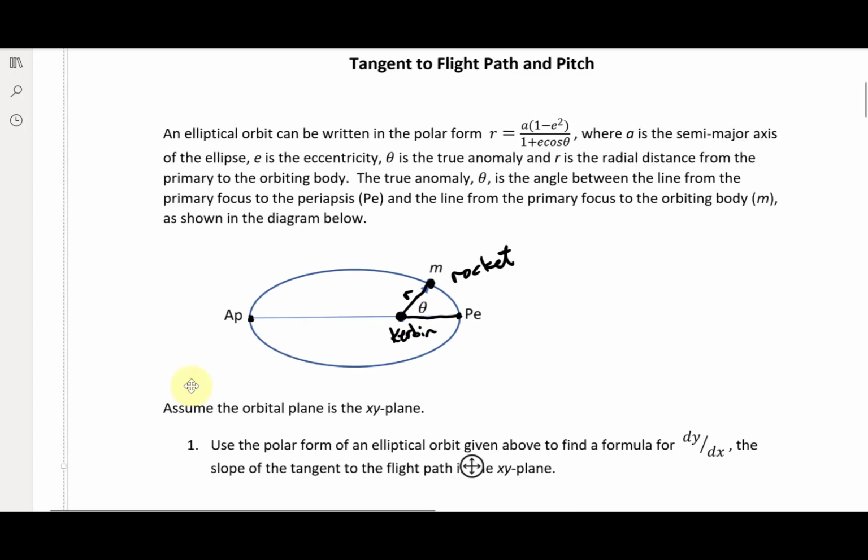As we look down here below, it says, assume the orbital plane is the xy plane. So this is orbiting in the xy plane, and if we do that, this will be the x-axis, this will be the y-axis. That happens when you use this form, the polar form. You actually get the origin of the xy plane to coincide with the primary body, and this angle theta, the true anomaly, is that angle in standard position in the xy plane.